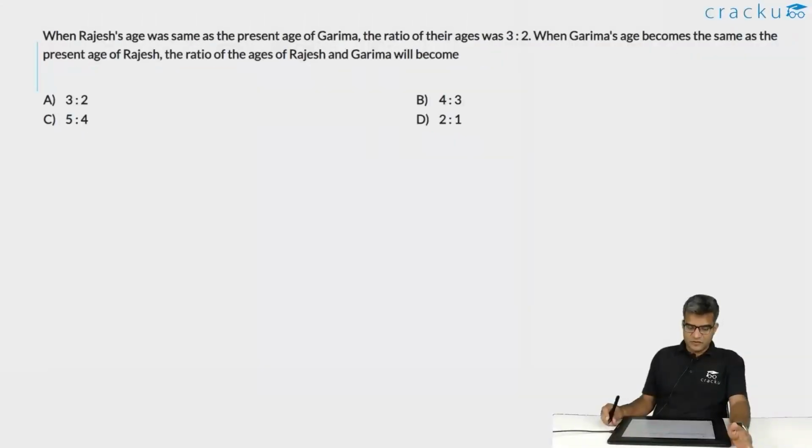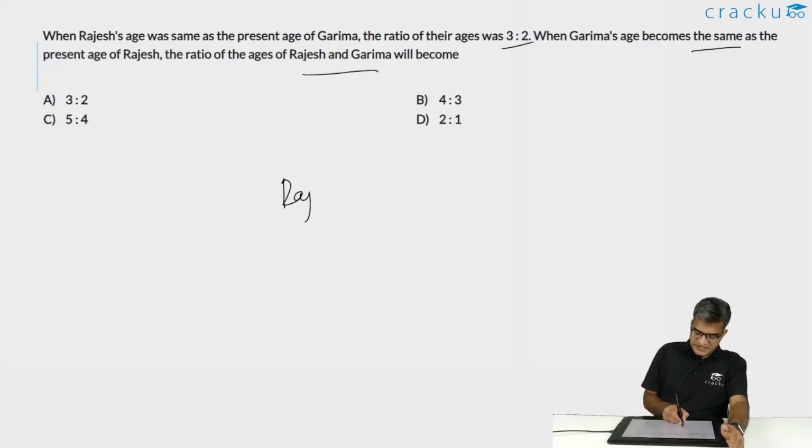In this question, we are told that Rajesh's age was the same as the present age of Garima. The ratio of their ages is 3:2. When Garima's age becomes the same as the present age of Rajesh, the ratio of the ages of Rajesh and Garima will become what? So we have Rajesh's age and we have Garima's age.